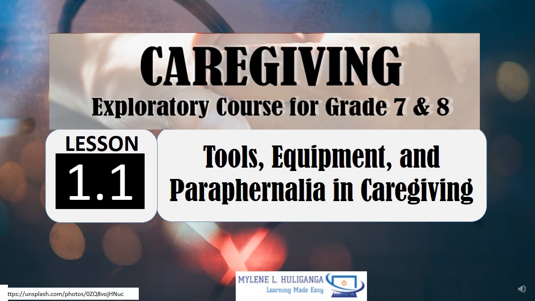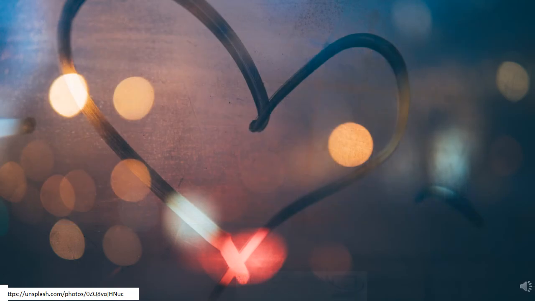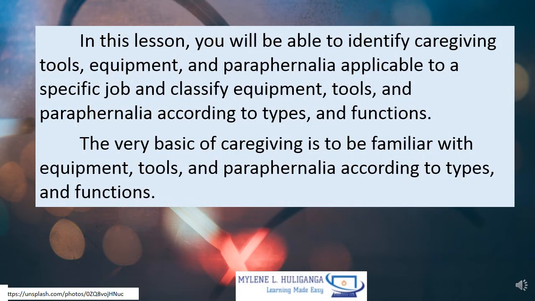Lesson 1. Our topic is Tools, Equipment, and Paraphernalia in Caregiving. In this lesson, you will be able to identify caregiving tools, equipment, and paraphernalia applicable to a specific job and classify equipment, tools, and paraphernalia according to types and functions. The bare basic of caregiving is to be familiar with equipment, tools, and paraphernalia according to types and functions.